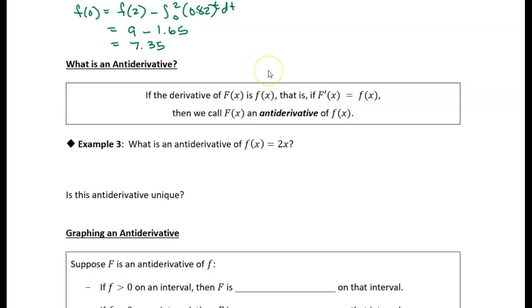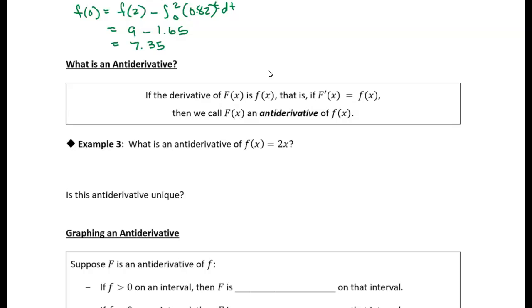Now, first of all, I just want to mention that the notation gets a little bit funny here because they are using capital F and lowercase f in this definition of an antiderivative. It can get a little funky when I try to explain it, because when I say F, I have to distinguish capital F or lowercase f. Okay, so if the derivative of capital F of x is lowercase f of x. Okay, so we're assuming that the derivative of capital F is lowercase f. That is, capital F prime is lowercase f of x.